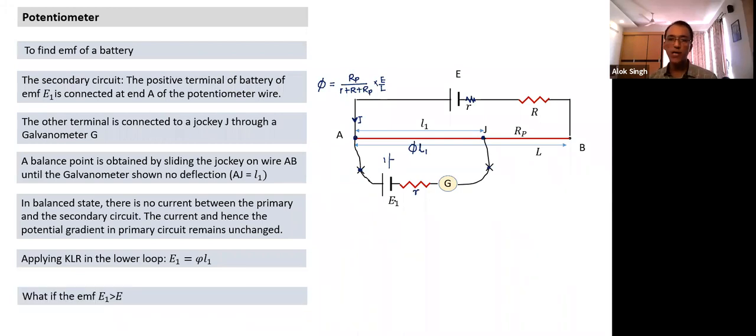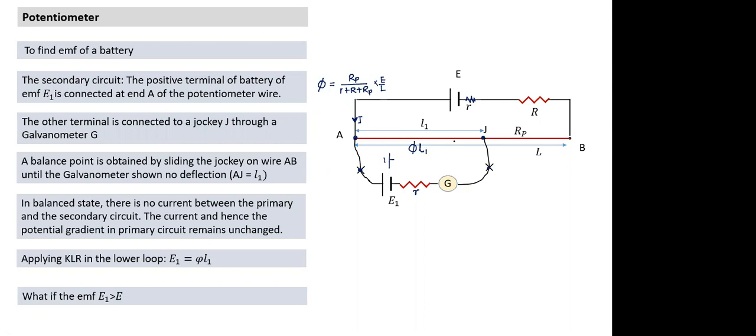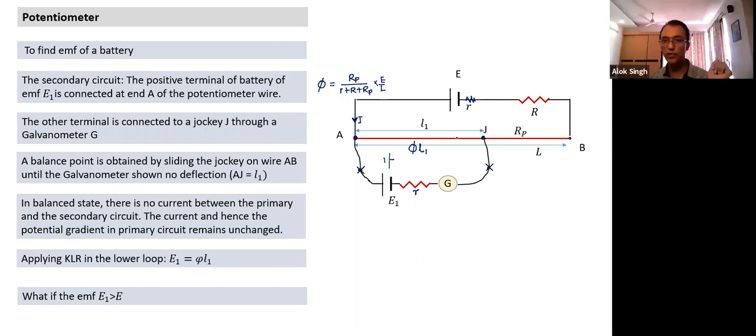What happens if EMF E1 is greater than E? If I connect that and try to find a balancing point, we will not be able to find the balancing point. What has to happen? In that case, the potential gradient between the entire length A to B is this. So what has to happen? This EMF has to be equal to the potential difference between A and J.